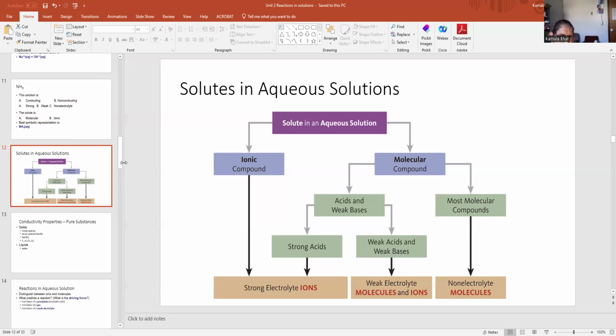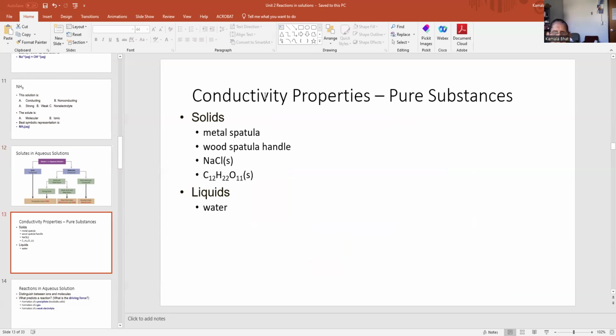The conductivity properties of solids like a metal spatula, a wood spatula with a wooden handle, sodium chloride, then sugar, and liquid water.